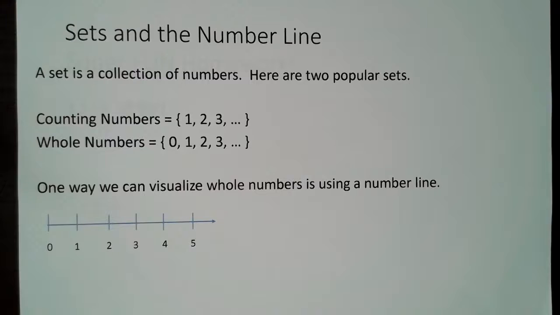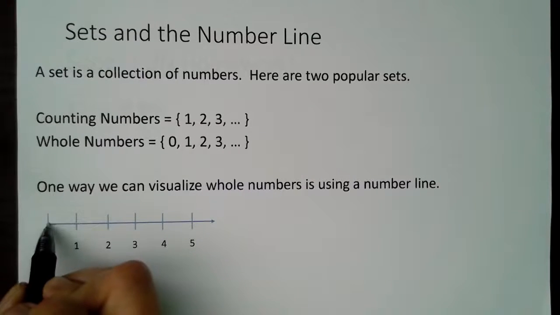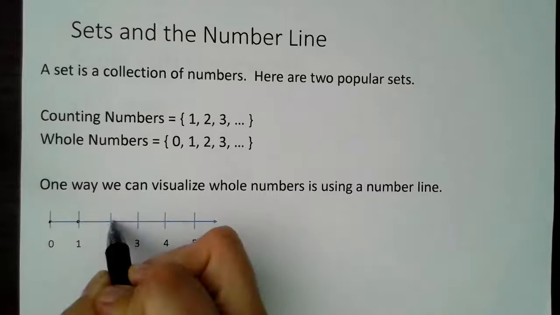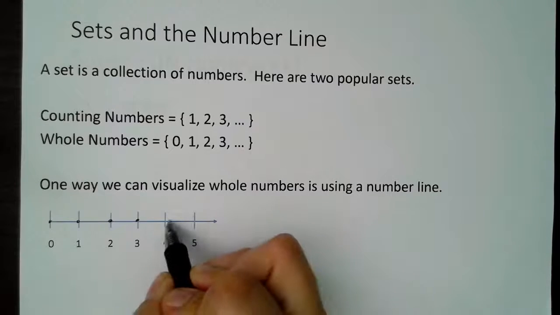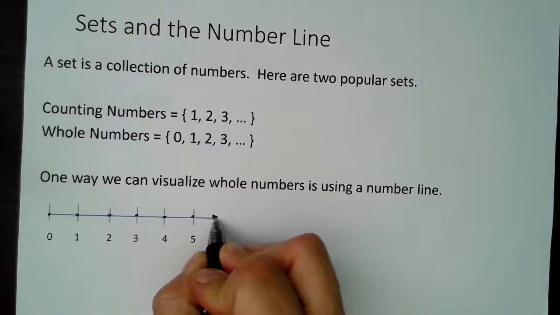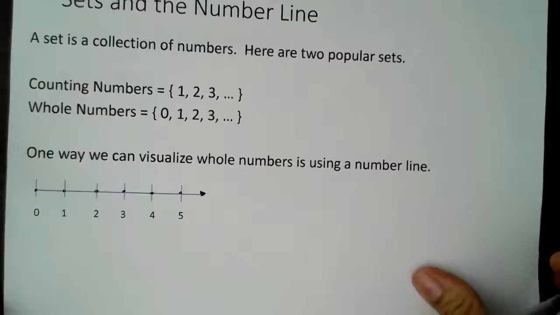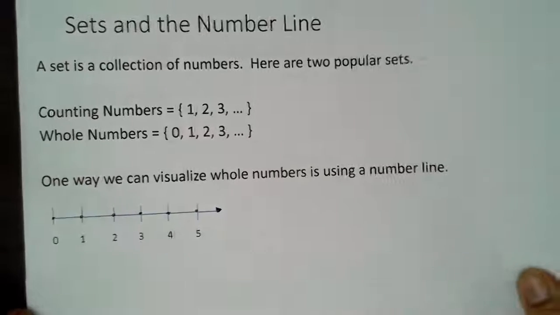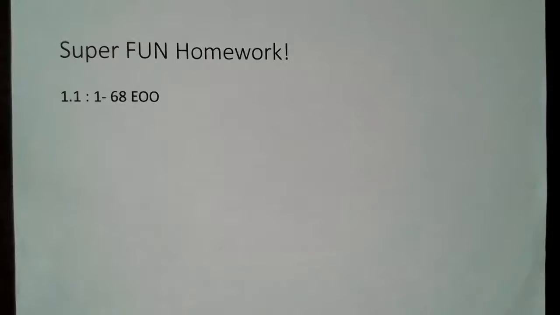One way we can visualize whole numbers is using a number line. Imagine a line that begins at 0 and then has a tick mark at every single space. And we have this arrow meaning that it can continue. Okay? And that's it for 1.1. Not too bad, 8 minutes.